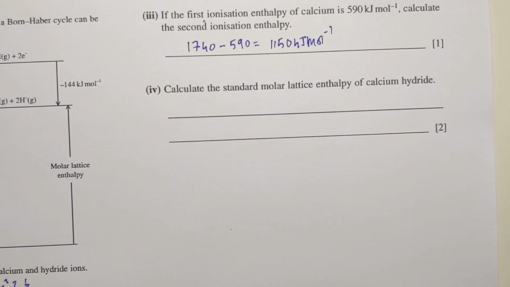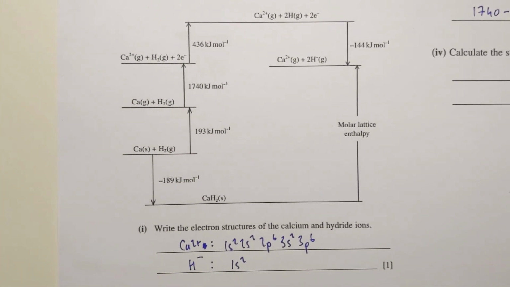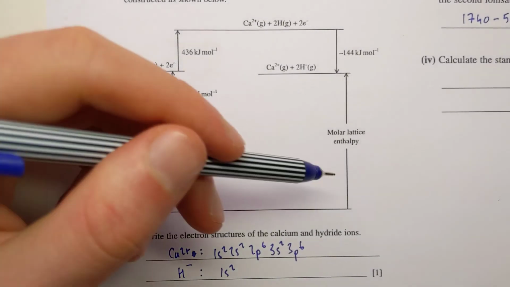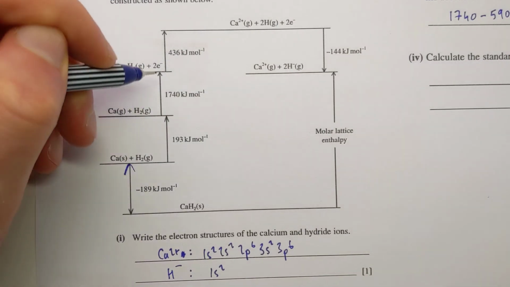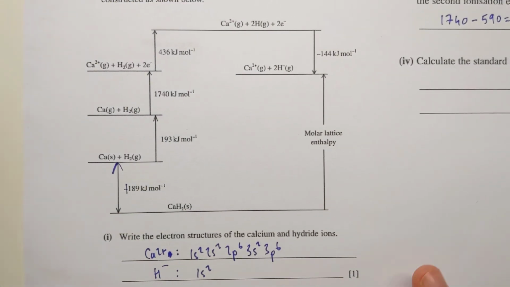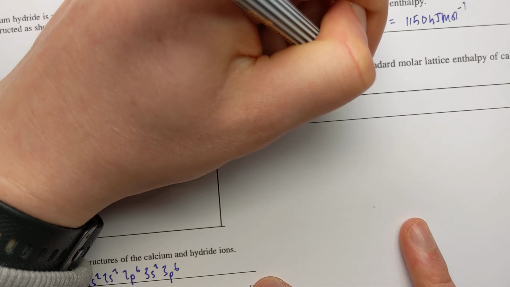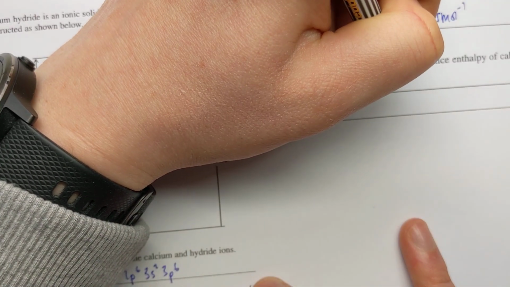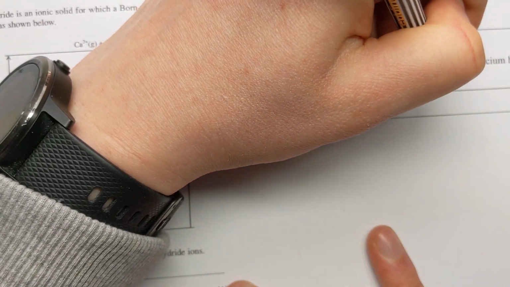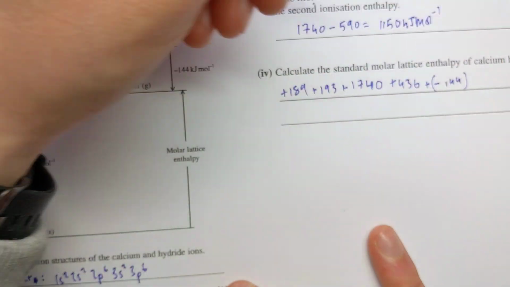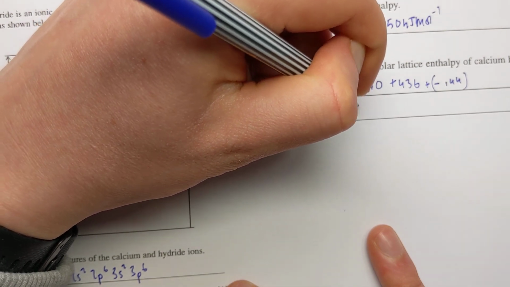Part 4, calculate the standard molar lattice enthalpy of calcium hydride. So just using your Born-Haber cycle to calculate your values. In this case, it's not that tricky because all the values have been actually written on for you. So it's just following your cycle. So remember, going from here to here, you just need to go around this side of the cycle, which involves flipping this arrow to make all the arrows point the correct direction. I'm going to flip its sign as well. So it gives me the final working out of plus 189, plus 193, plus 1740, both ionisation energies together, plus 436, plus minus 144. In the calculator goes, it comes out as being plus 2414 kilojoules per mole.